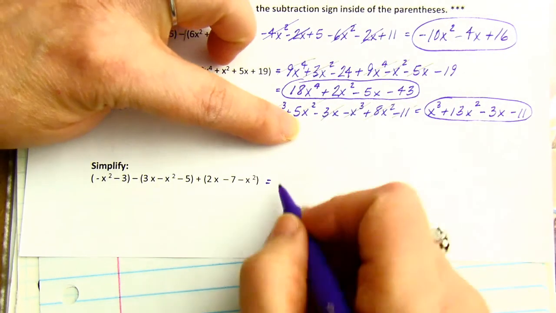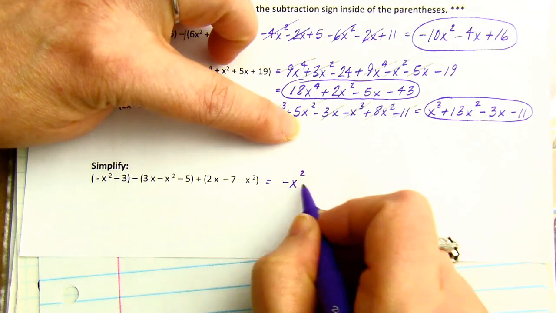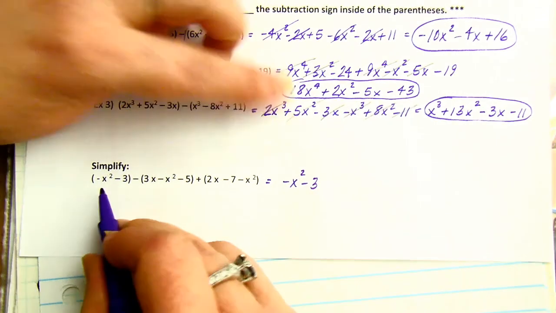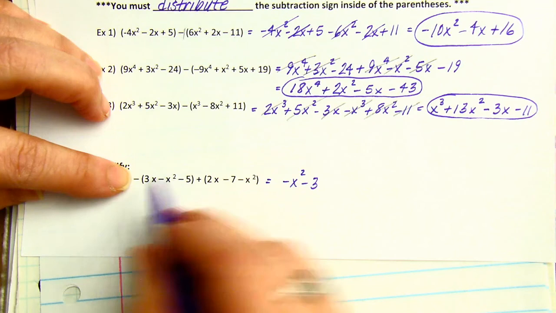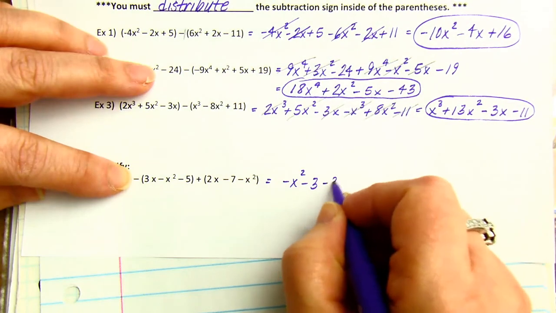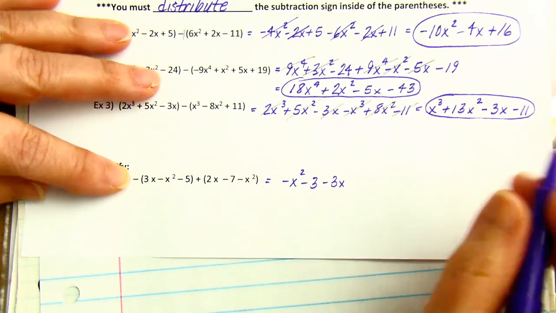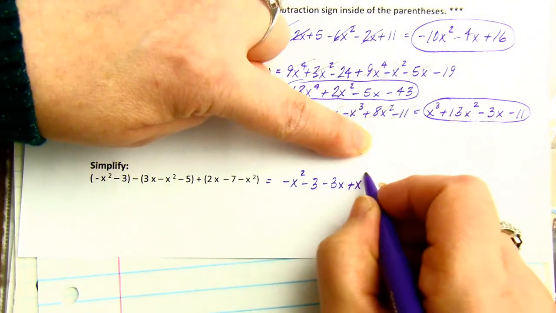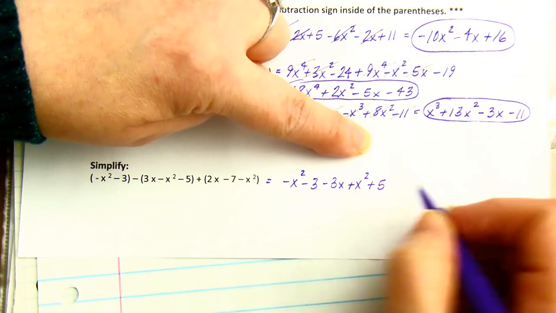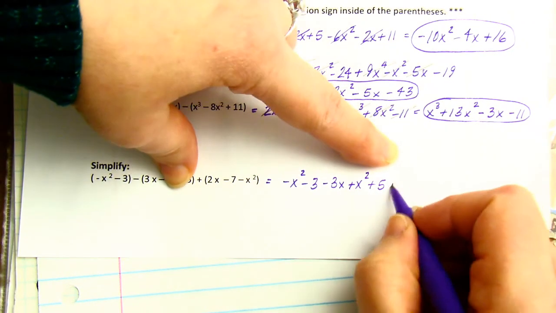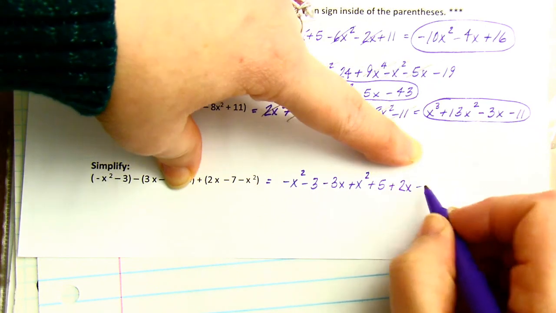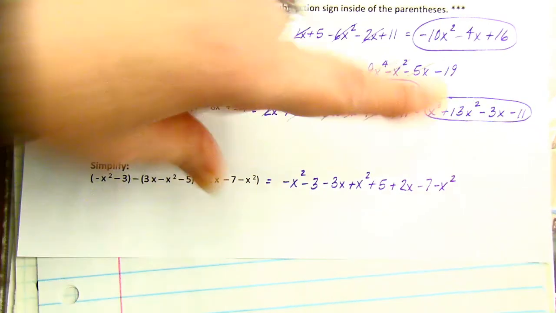Or not. I've got negative x squared, subtract 3. Nothing is changing the sign of the items in the group. But here it is. Positive 3x becomes negative 3x. Negative x squared becomes positive x squared. Negative 5 becomes positive 5. Here, I'm distributing a positive 1. So I keep all the signs. 2x, subtract 7, subtract x squared.